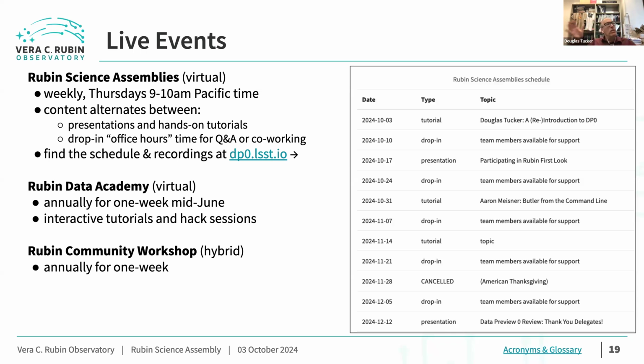And there's also a Rubin Community Workshop, which is hybrid, in person and virtual. It's a one-week workshop with presentations, hack sessions, and everything. Those are usually one week annually. Usually they've been in July or August. And I think we're still continuing to plan on that. So let's keep an eye out for those.